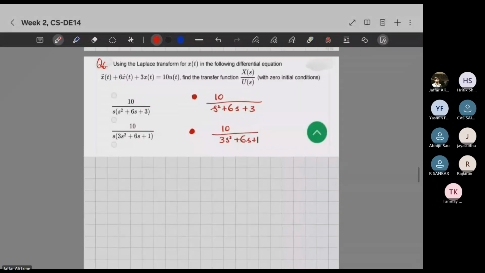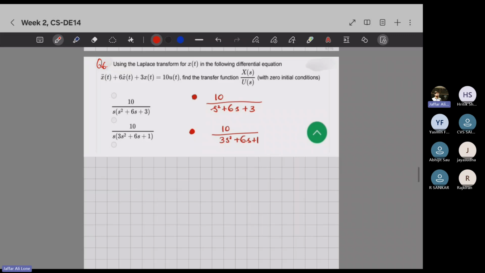Anyone? Tell me the answer. Sir, first option. This one? Yes. Can you cross check? The second option. This one? Yes, sir. This is the correct answer.